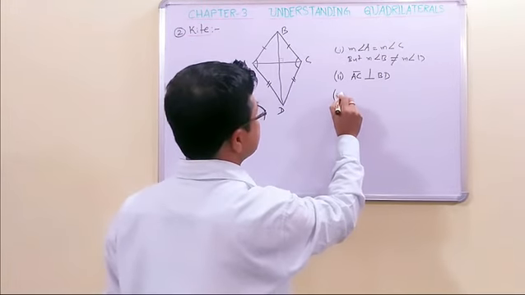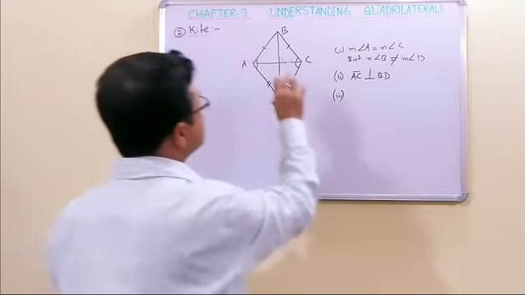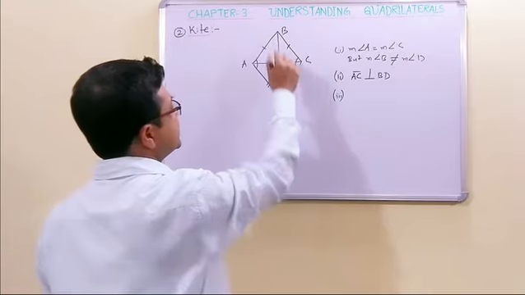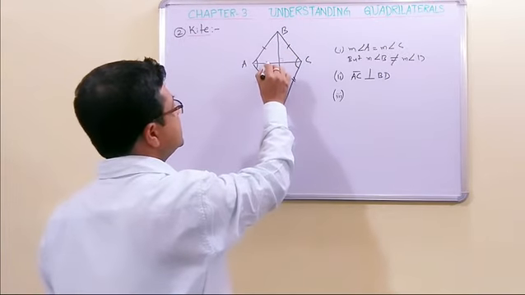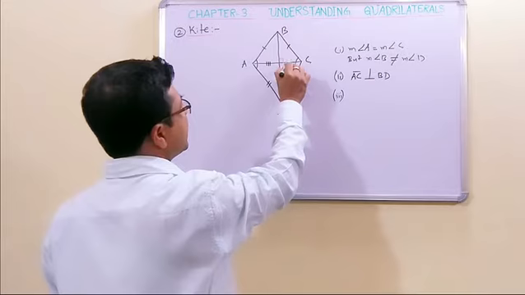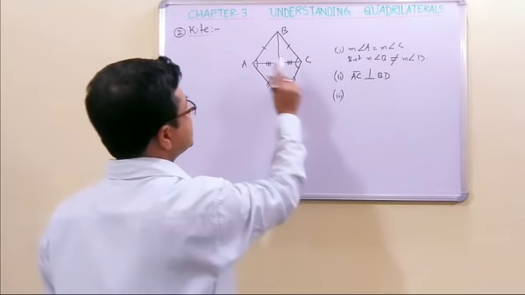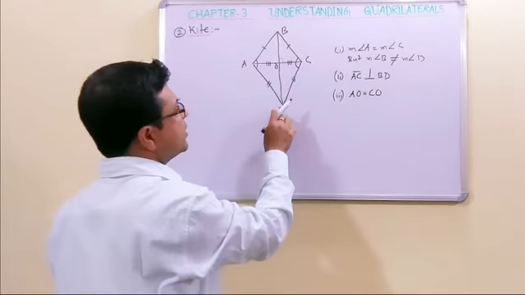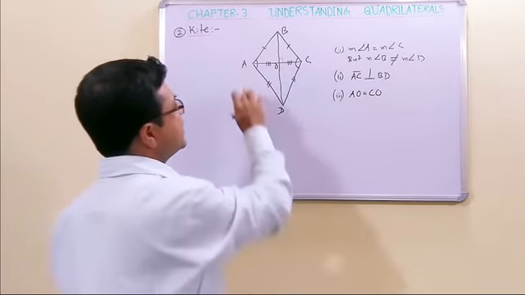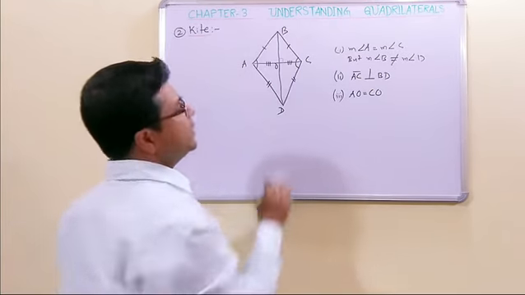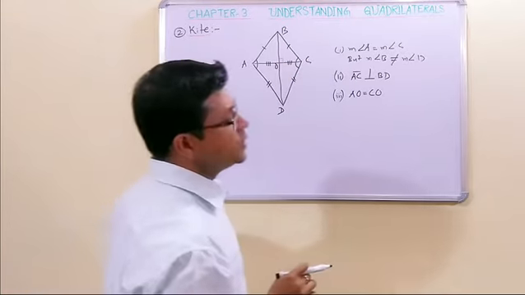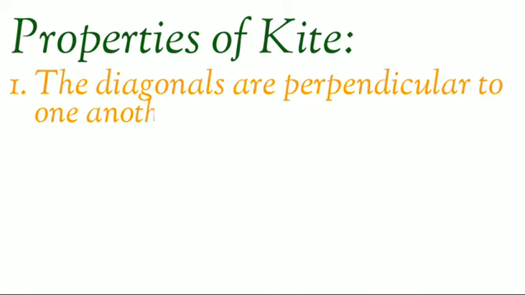The third property we can say is that one of the diagonals bisects the other. In this case, what we have drawn, suppose this is O. Here AO is equal to CO. The bigger diagonal BD bisects AC, but AC does not bisect BD. Here you can see that their measurements are not the same, but AO equals OC. So one of the diagonals bisects the other. These are the three properties of a kite.